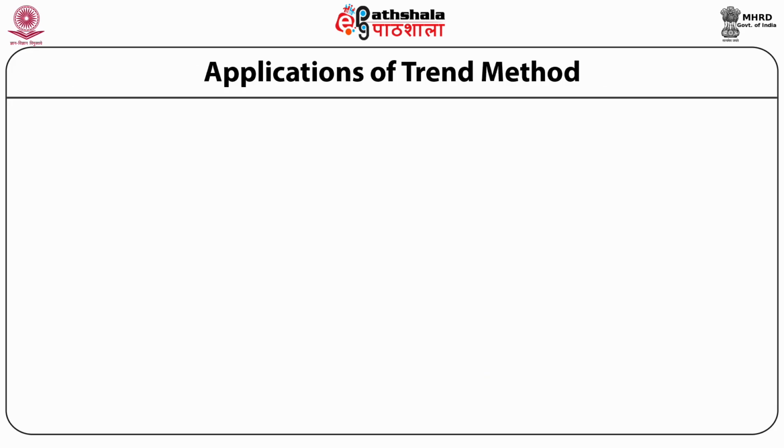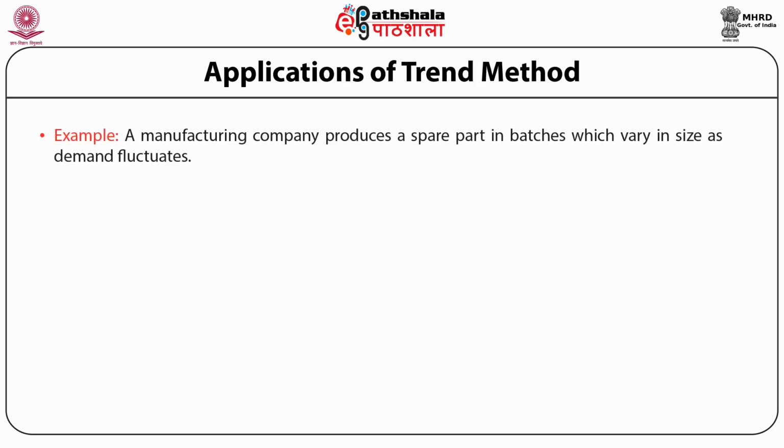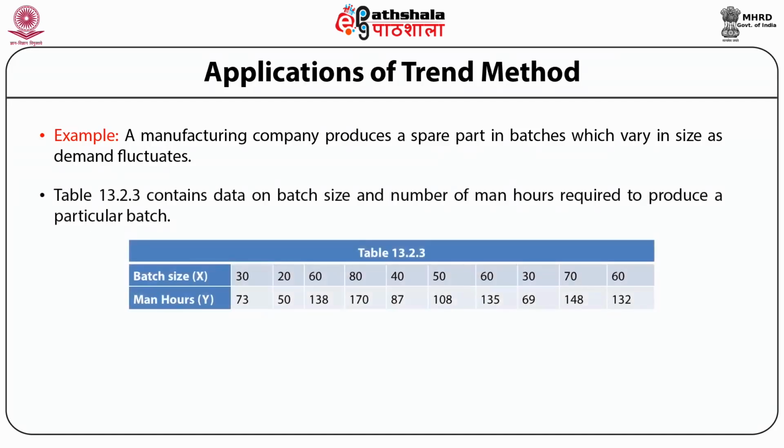This slide indicates another illustration of the trend method by using the simple linear regression method. The example shows that a manufacturing company produces a spare part in batches which vary in size as demand fluctuates. The table contains data on batch size and number of man-hours required to produce a particular batch.